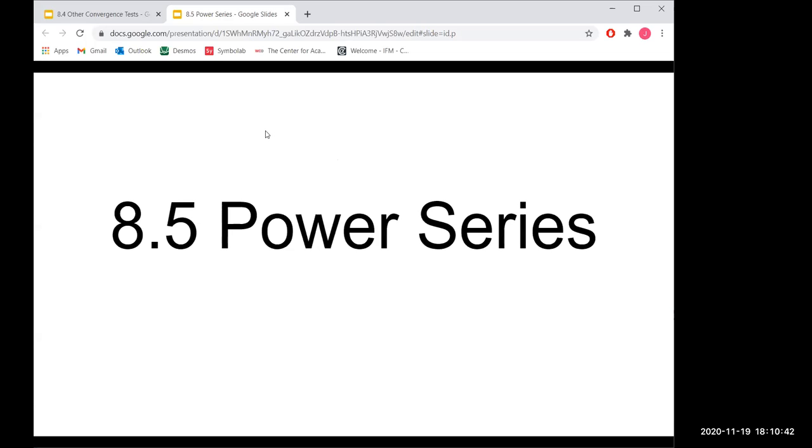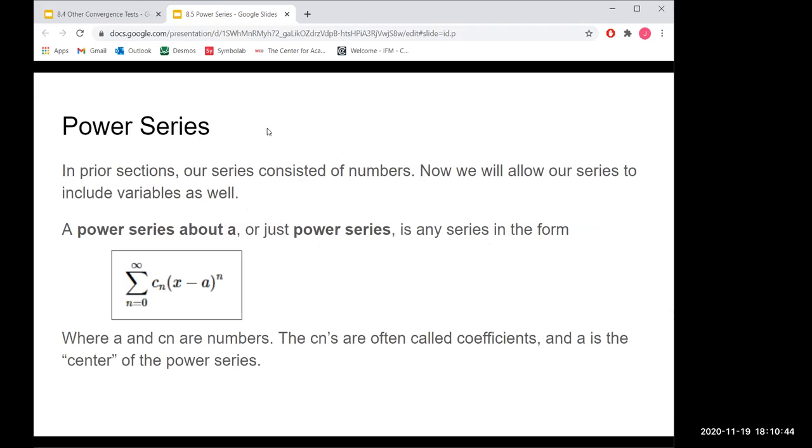Okay, so let's learn what a power series is. In prior sections, our definition of series was just a sum of a list of numbers, right? So a power series is pretty much the same thing, except now instead of adding numbers, we're going to allow our series to include variables. So that's basically the difference. It's not just numbers now. Now there's x's and stuff, which seems pretty scary, right?